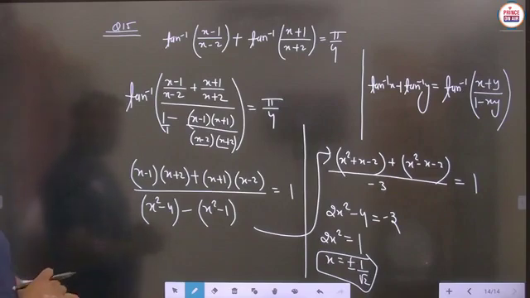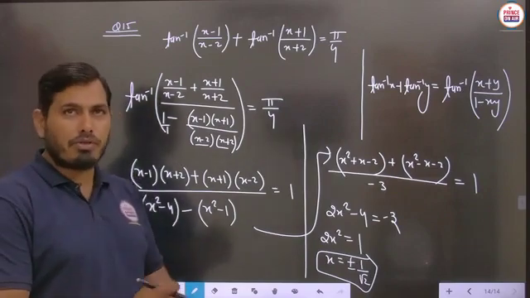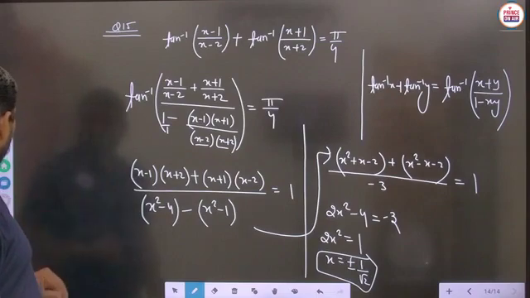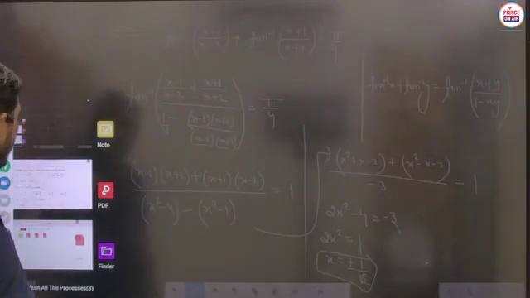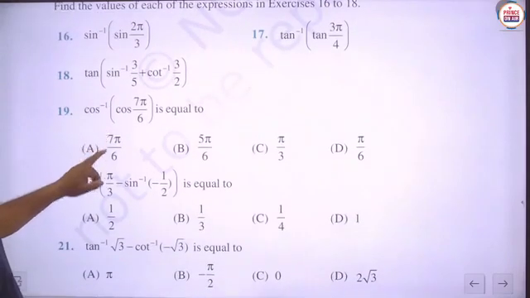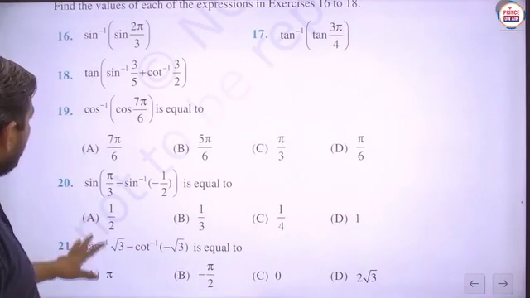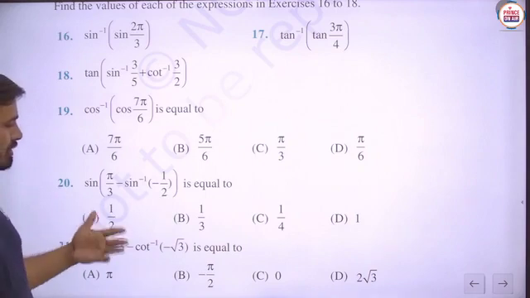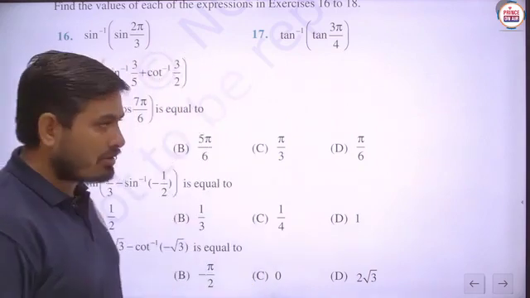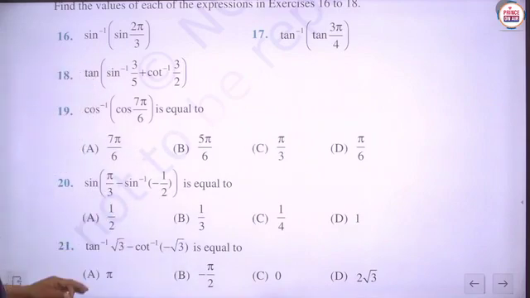Next question number 16 we are taking. Before that, pause the video to note it down. Question number 16, you can just check here. Again the question is very simple. Question number 16, 17, 18, 19, these are very simple types of questions, you can check here. So we will solve these questions.